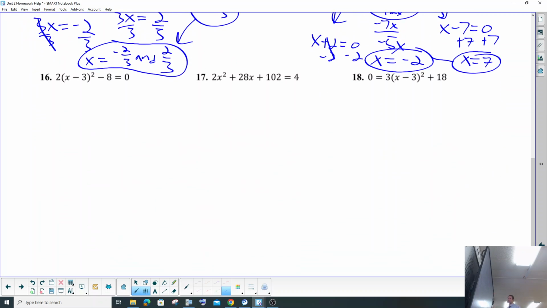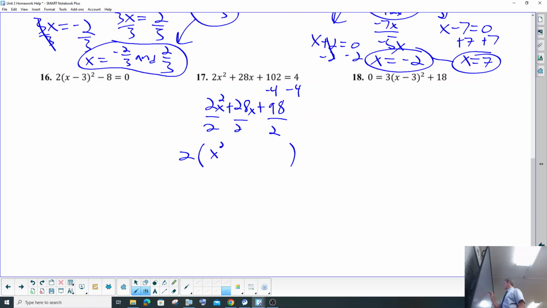Number 17, that looks like a toughie. So we're going to minus 4 first, so we get 98. Then, is there a GCF? What do you think? What do we do here? I'd like to factor it. Yeah, there's a 2. Is there a 2 we could pull out? So we pull out the 2. We get x squared plus 14x plus 49. Well, that's going to factor to x, and factors of 49 are 7 and 7, plus a plus, wayo.